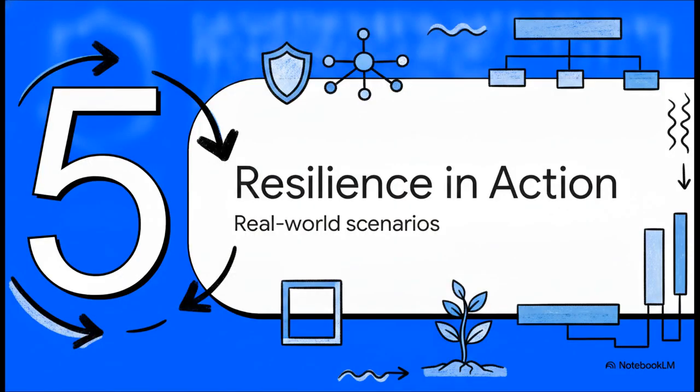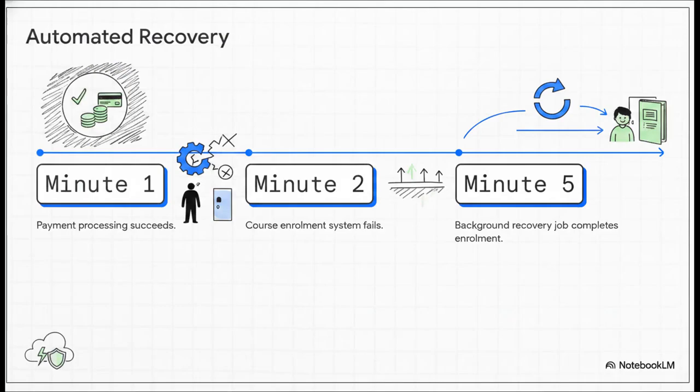Section 5. Resilience in action. Let's see how all this builds together in a real-world scenario, say, on a learning platform like Uplatz. Minute 1, payment processing succeeds. Awesome. Minute 2, oh wait, the internal course enrollment system fails. So the user paid but didn't get access.